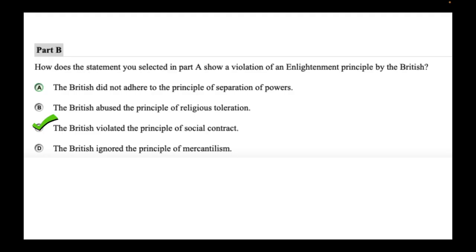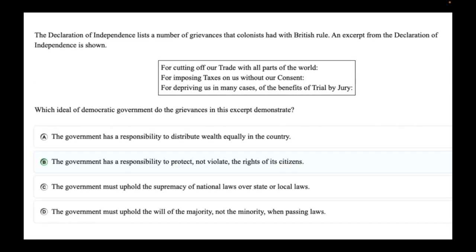So, in a Part A, Part B question, you have to make sure that you are matching up your answers and connecting them together. Another question with another grievance and another excerpt. So again, the trend is we're probably going to see a question about a grievance, and some excerpts. The Declaration lists a number of grievances the colonists had with British rule. So what are the grievances here? For cutting off trade with all parts of the world, for imposing taxes on us without our consent, for depriving us in many cases of the benefits of trial by jury. Which ideal of democratic government do the grievances in this excerpt demonstrate?